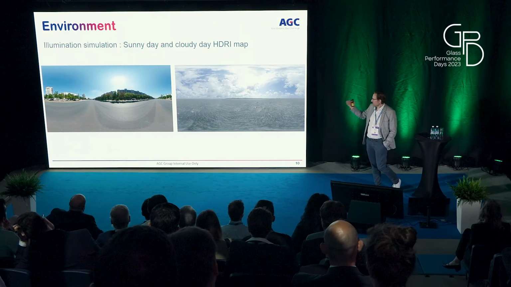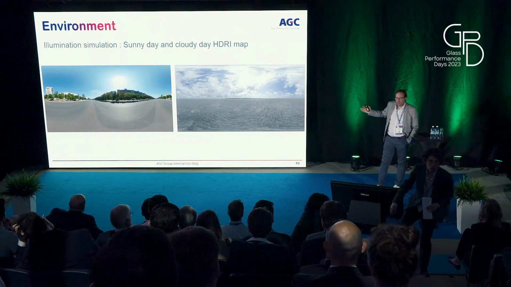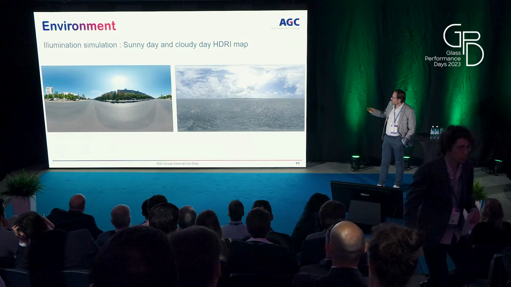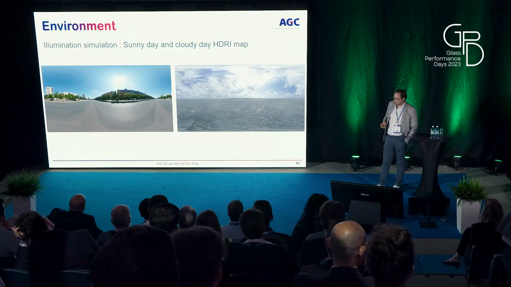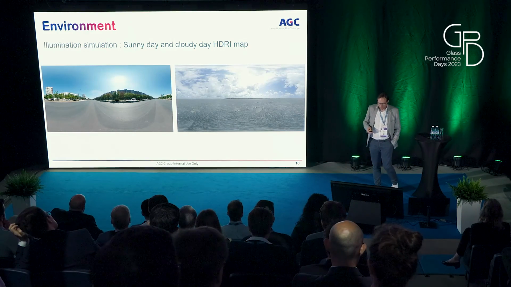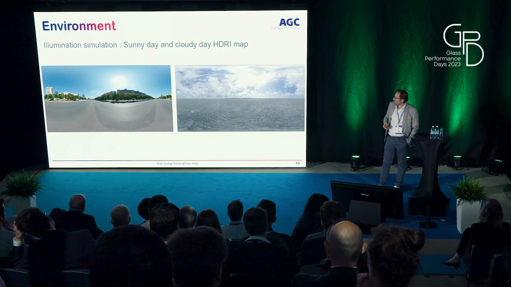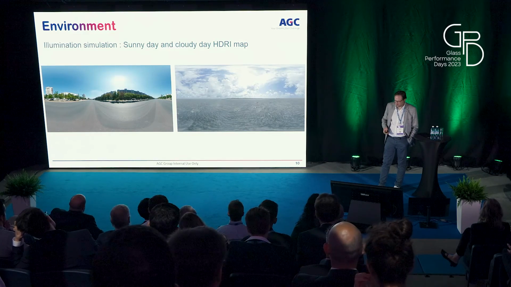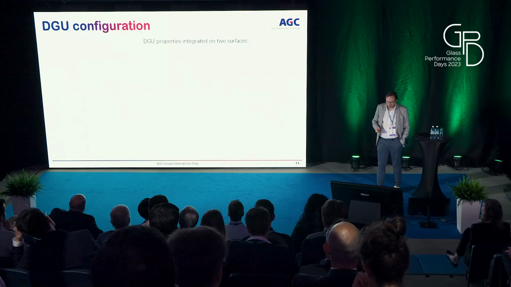So if it is a sunny day on the left-hand side or it's a cloudy day, it makes a huge difference in the visibility of the distortions. So this means we have simulated, based on real location pictures transferred in an HDRI map, a sunny day and a cloudy day. Yeah, what IGU properties did we have?